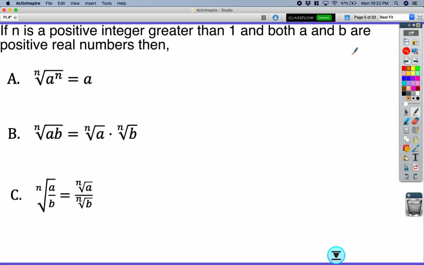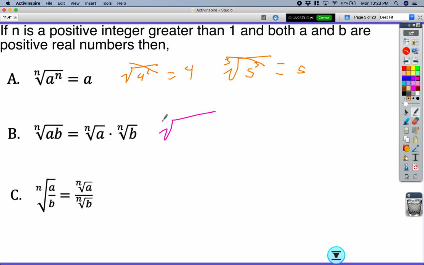If we look at this, guys, anytime you have a root of a number to the same power, it's just going to equal the number inside. So the square root of 4 to the second power, those cancel to give me just 4. If you have the cube root of 5 to the third power, those just cancel, and you're just left with 5. This next one says, if I'm taking the nth root of a times b, that's the same thing as the nth root of a times the nth root of b.